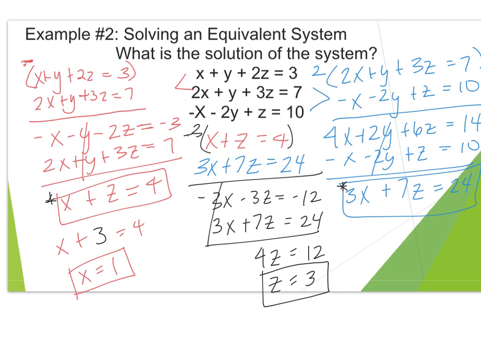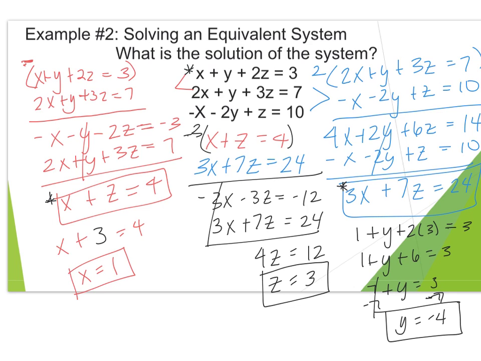Now that I've got the two of them, I have x and z, I need to substitute into, again, one of the originals. And I'm going to choose the top equation to substitute into. So that will leave me with 1 plus y plus 2 times 3 equals 3. That's going to be 1 plus y plus 6 equals 3. That's 7 plus y equals 3. If I subtract 7, I will have that y equals negative 4. So our final answer should be 1, negative 4, positive 3.